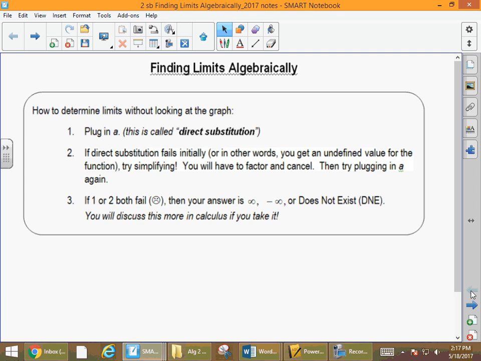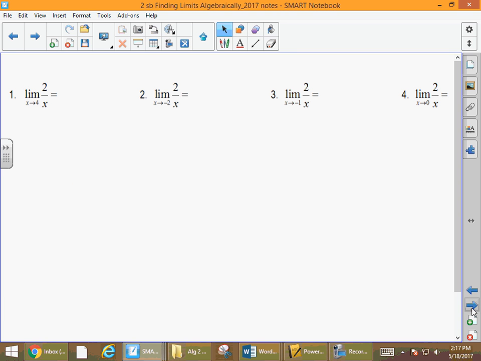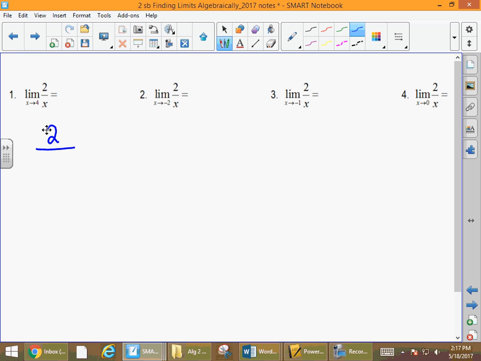So again, I think people do better seeing examples than seeing the words. The first one says the limit, as x approaches 4, of 2 divided by x. Well, we're going to take 4 and substitute it in for x. Can we simplify that? Yes. We get 1/2. And that's our limit. We can figure it out by direct substitution.